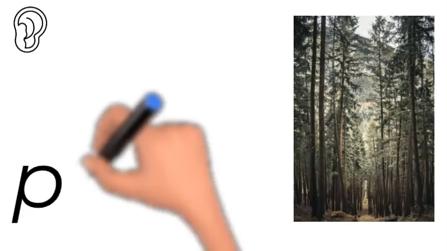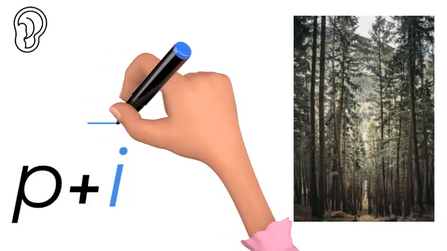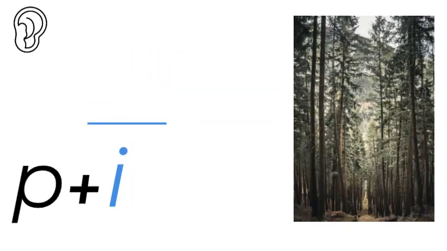Pine. They cut the pine tree down. What sounds do we hear in the word pine? Starts with a P, followed by an I. That is a long vowel sound. Five long vowel sounds, A, E, I, O, U.